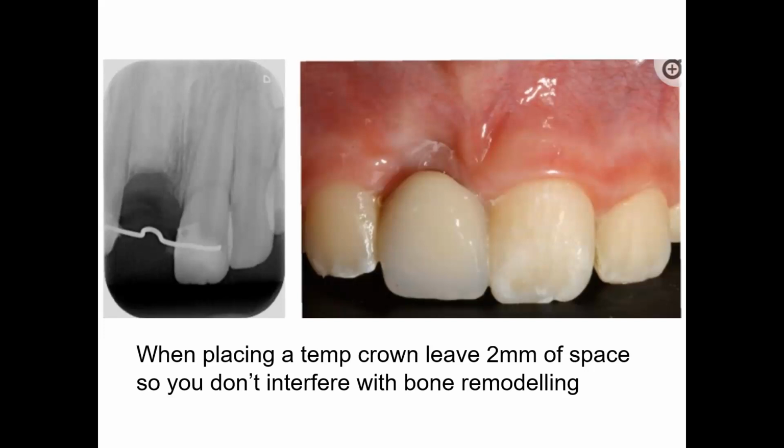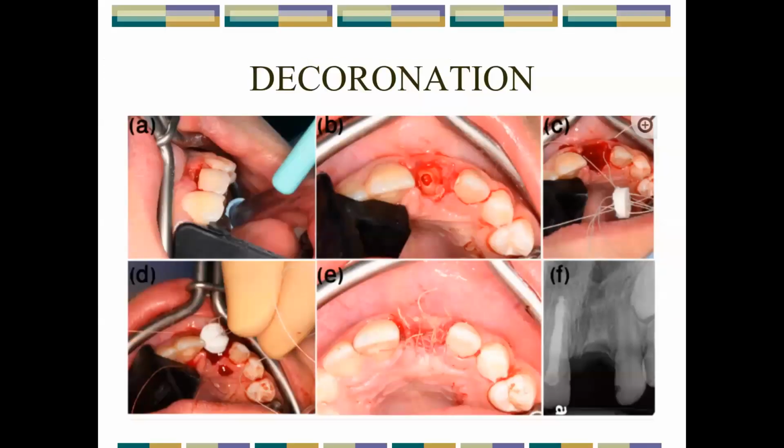So you can see there's the X-ray with the piece of root that is in there. The crown has been removed. You've done a decoronation there, and you place a temporary crown. You place it in such a way that you leave 2 millimeters of space so that the bone can remodel, because the bone will remodel and come to the height of the other bone. There is another schematic drawing of decoronation there that you can do if you have that happening.